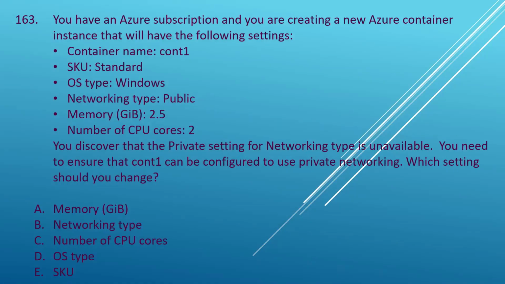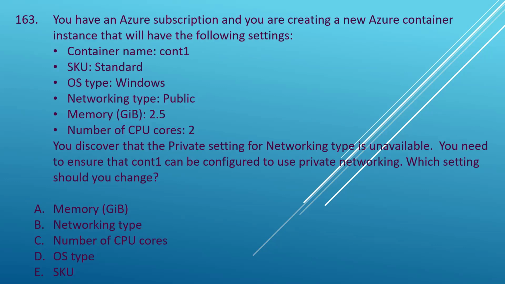You have an Azure subscription and you are creating a new Azure container instance that will have the following settings. Container name is cont1, SKU is standard, OS type is Windows, networking type is public, memory GiB is 2.5, number of CPU cores is 2. You discover that the private setting for networking type is unavailable. You need to ensure that cont1 can be configured to use private networking. Which setting should you change? Your options are memory GiB, networking type, number of CPU cores, OS type, or SKU.